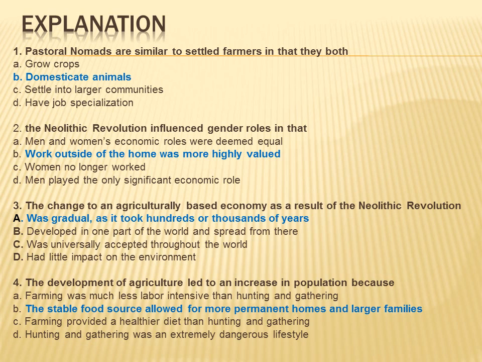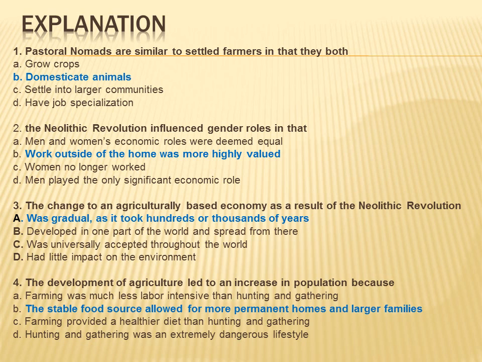3. The change to an agriculturally based economy as a result of the Neolithic Revolution developed in one part of the world and spread from there. Not true. Even though agriculture is based when humans started developing around river valleys, agriculture was spread evenly throughout. If you look at the Americas, North and South America, they had agriculture. Some weren't even close to water sources. So you can't really say that was a general statement for everyone. Was universally accepted throughout the world. That's also a giant general statement that you can't really apply.